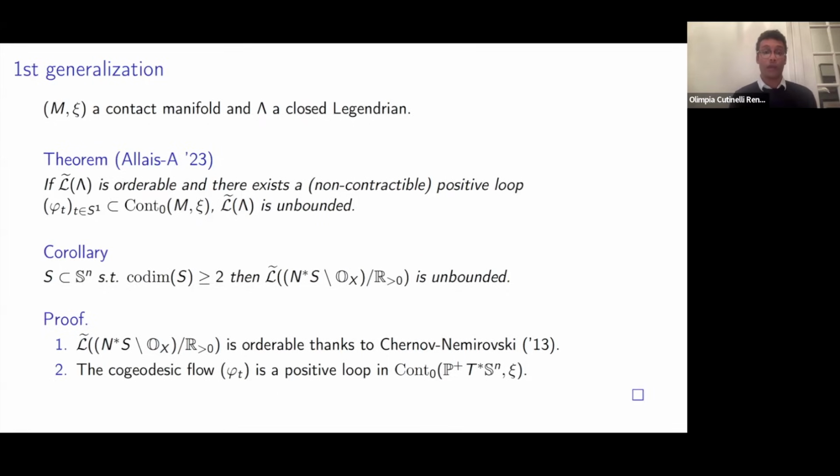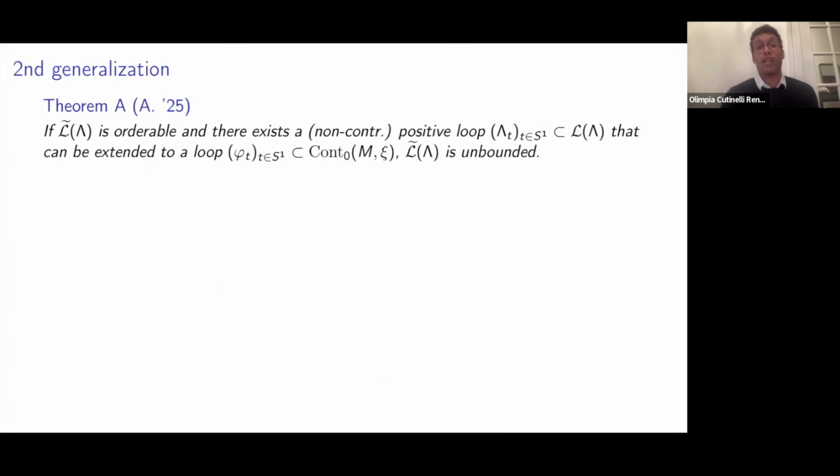Actually, Chernov and Nemirovski prove that the projectivized conormal bundle of this submanifold S is orderable, also by using generating function techniques. And so we have the first assumption of the theorem: the space is orderable. And moreover, you have a positive loop of contactomorphisms, and this positive loop is just given by the cogeodesic flow. Okay, so no questions?